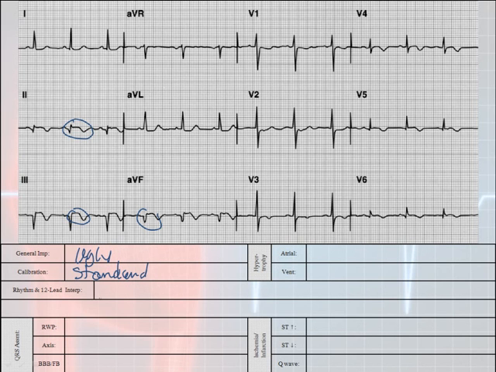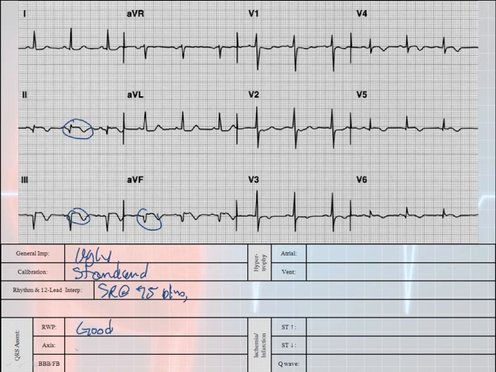Standard. Rhythm interpretation looks to be a sinus rhythm at what rate? 300, 150, 175. So another sinus rhythm at 75 beats per minute. R-wave progression from V1 through V4. It's transitioning very early, but it still looks to be a good R-wave progression.